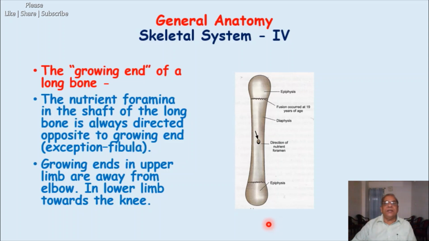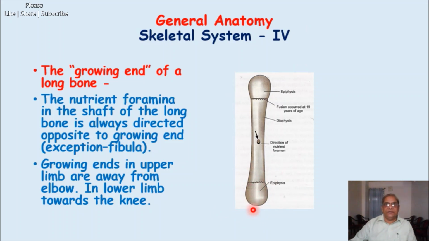Here the growing end is the lower end of the femur and the upper end of the tibia and fibula. Here in the lower limb, they are towards the knee. I'm sorry, in the lower limb it is just the opposite. That means the growing ends are towards the upper end of the tibia and fibula and the lower end of the femur. And here in the upper limbs, the growing end is away from the elbow. That means the upper end of the humerus and the lower end of the radius.